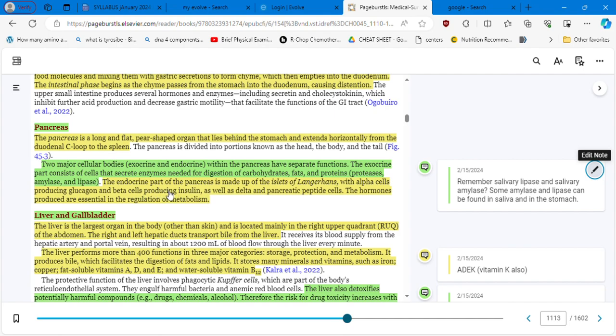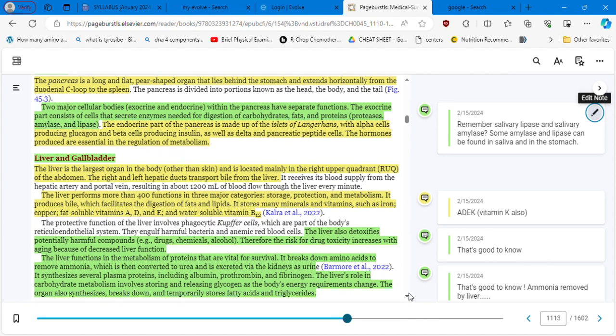The endocrine part of the pancreas is made up of the islets of Langerhans, with alpha cells producing glucagon and beta cells producing insulin, as well as delta and pancreatic peptide cells. The hormones produced are essential in the regulation of metabolism.